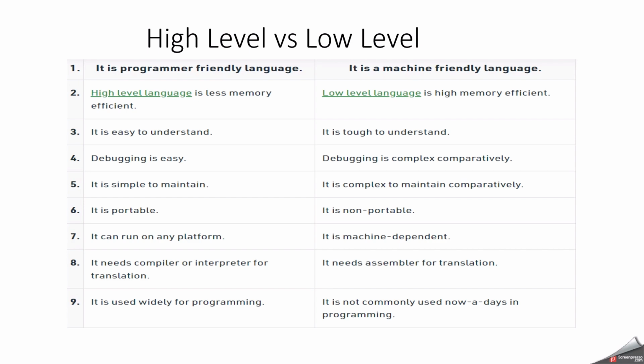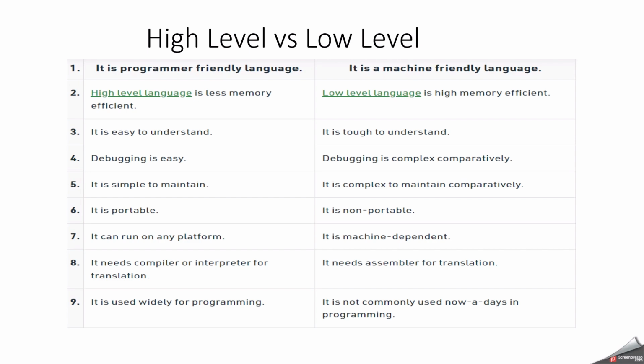Basically, a high level language is a programmer friendly language, but a low level language is a machine friendly language. From this, you might come to know about it. A high level language is a machine independent language, but a low level language is a machine dependent language. High level languages are less memory efficient, and low level languages are highly memory efficient. A high level language is easy to understand, but a low level language is tough to understand. Debugging is very easy in a high level language, but debugging is more complex in a low level language setup.